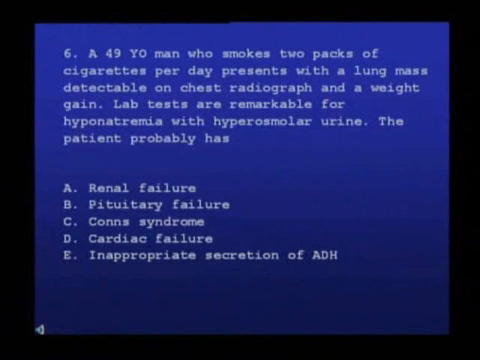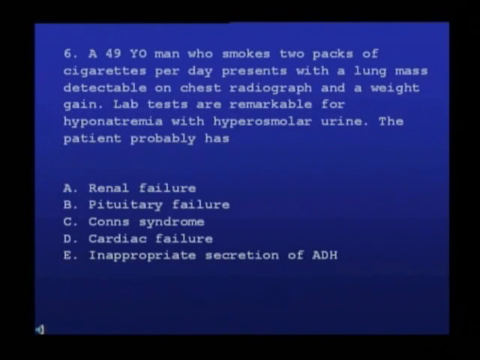Question number 6. A 49-year-old man who smokes 2 packs of cigarettes per day presents with a lung mass detectable on chest radiograph and a weight gain. Lab tests are remarkable for hyponatremia with hyperosmolar urine. The patient probably has renal failure, pituitary failure, Conn syndrome, cardiac failure, or inappropriate secretion of ADH.